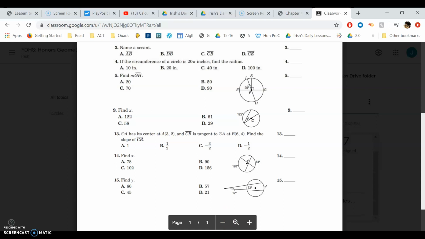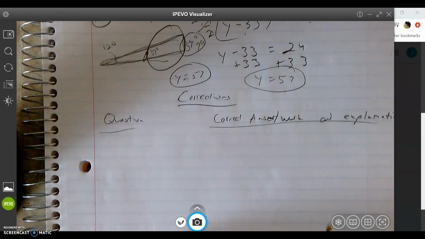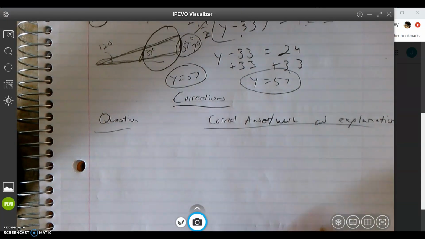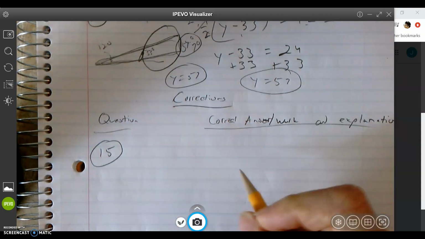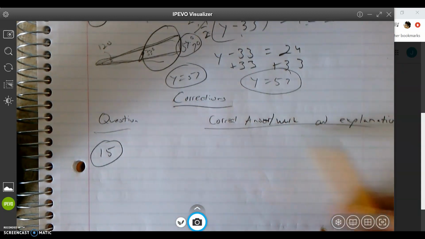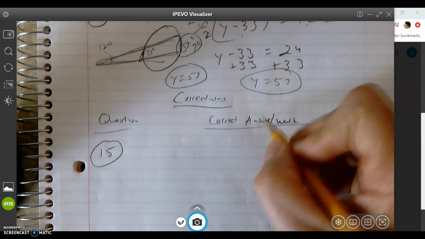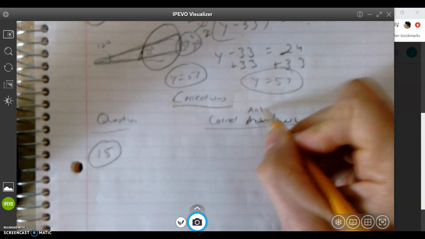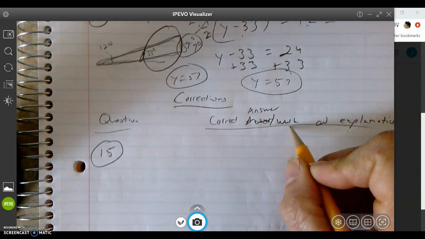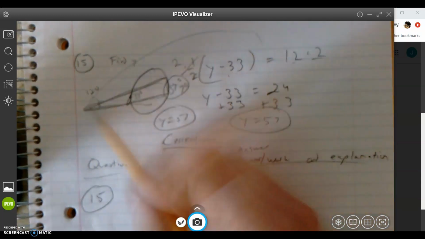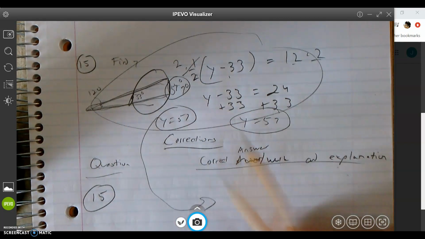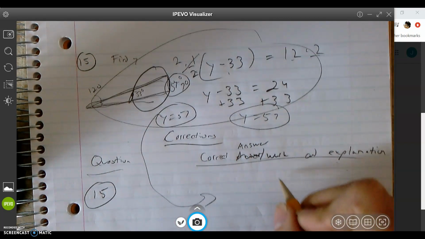So what you're going to do now is write some corrections. This is what you're going to hand in to me. I want to see this. You're going to write the question number, like number 15, and the correct answer and explanation comes after that. Sorry, that's not modeling excellence. Correct answer and work and explanation. You're going to draw all this just like I did. So this is going to go down here. Here's all your work and explanation.